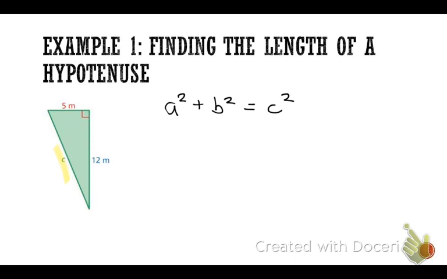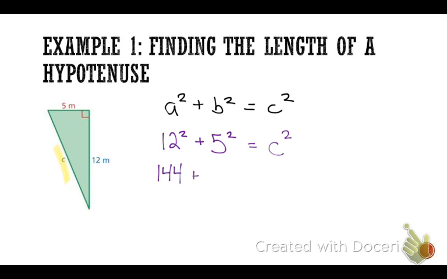Okay. So I plugged in 12 for A. Why? Because 12 is tall, A for altitude. B for base, maybe. I don't know. Again, it doesn't matter. If you had said 5 squared plus 12 squared, you're still going to get the same answer. 12 squared is what? 144.